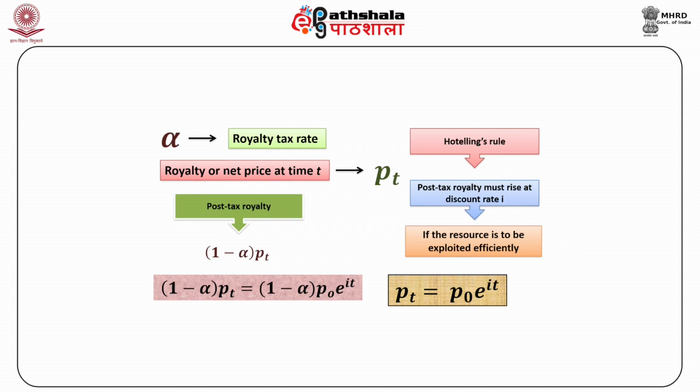Define alpha to be a royalty tax rate and denote the royalty or net price at time t by Pt. Then the post-tax royalty becomes (1 minus alpha) Pt. But Hotelling's rule implies that the post-tax royalty must rise at the discount rate i if the resource is to be exploited efficiently. That is, (1 minus alpha) Pt equals (1 minus alpha) P0 e raised to the power it, or Pt equals P0 e raised to the power it.